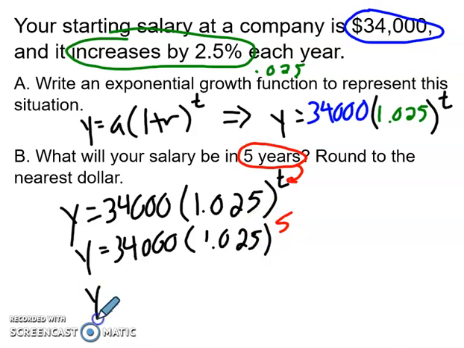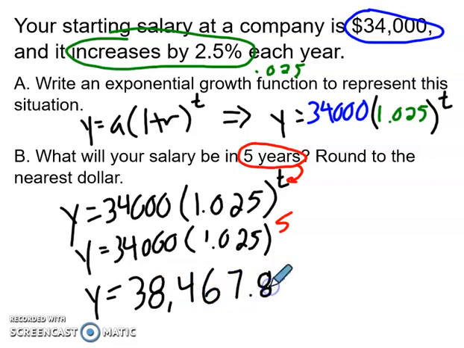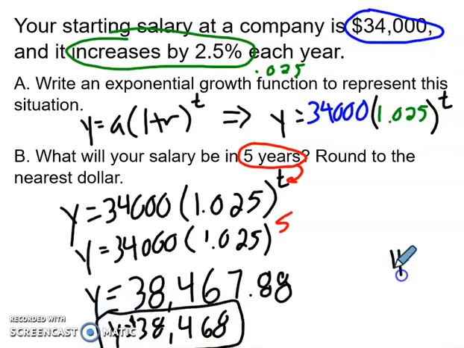And now we take out our calculator and we can plug everything in. Let's do that right now. 34,000 parenthesis 1.025 and parenthesis caret 5. Let's see what we get. We get 38,467.88, but the directions tell us to round to the nearest dollar. So really, it's going to be 38,468 buckarooskies. It's a pretty nice salary.